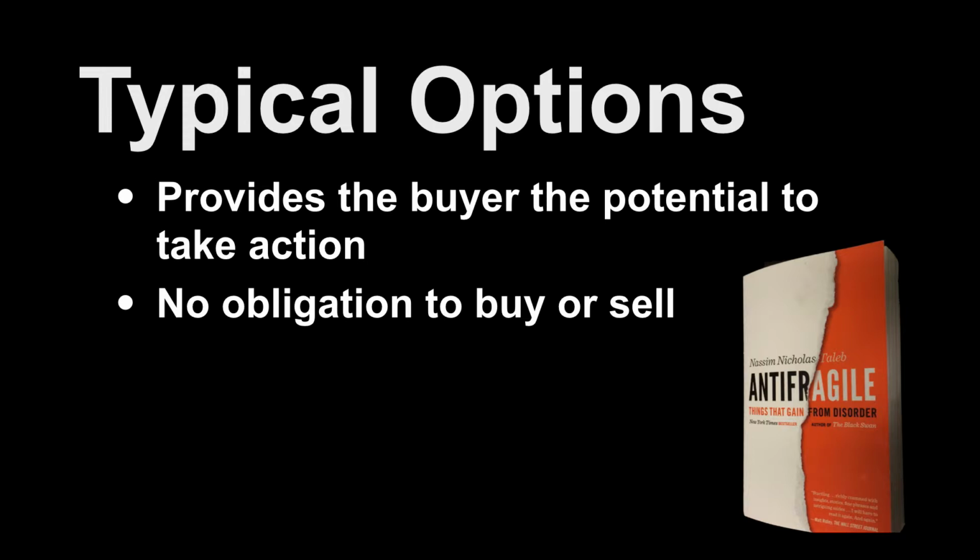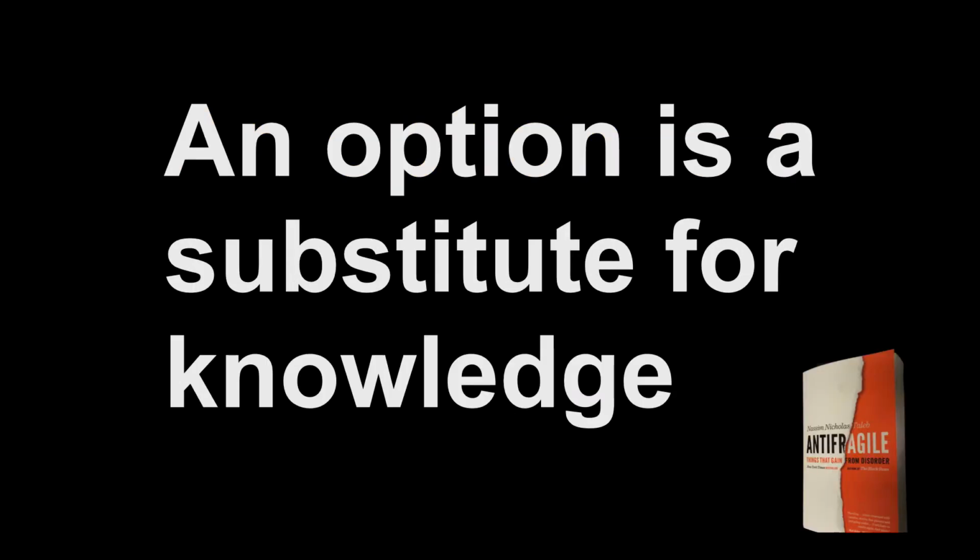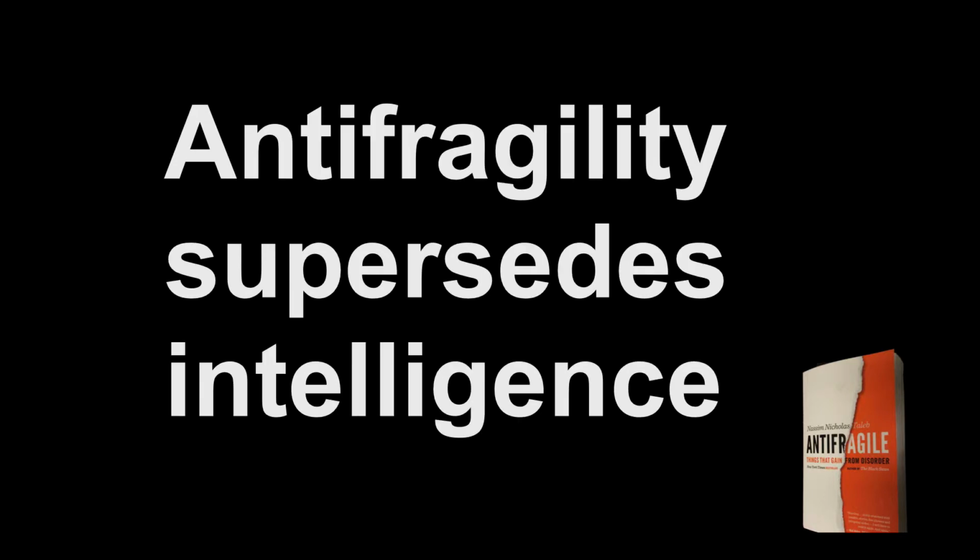Typically, an individual decides to exercise an option based on their perception of value at a specific time. According to Taleb, optionality is a property of asymmetric upside, which is preferably unlimited, with correspondingly limited downside, preferably small. Optionality can be defined as a quality of state where choice or discretion is allowed. In Chapter 12, Taleb stated that, quote, an option is a substitute for knowledge, end quote. In Chapter 13, he wrote, quote, Antifragility supersedes intelligence, end quote.